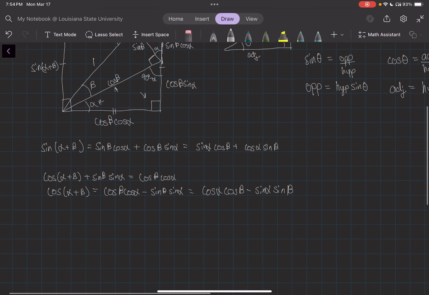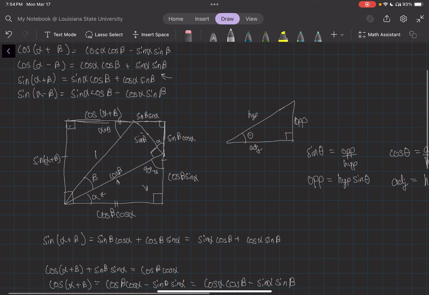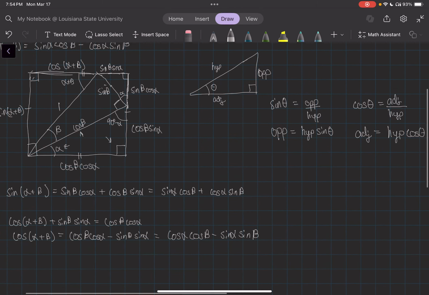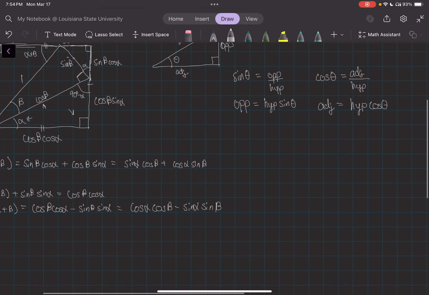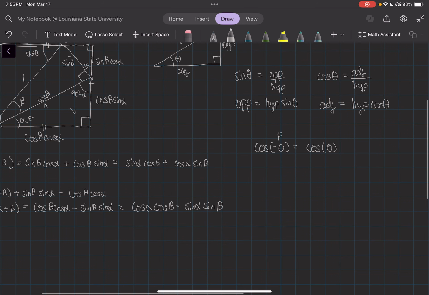Now, from here, if we wanted to prove the difference, we need to recall that the cosine of a negative angle is going to just be the cosine of that positive angle, the result of that same angle but positive. That's because cosine's an even function. I'm going to leave that out for today.